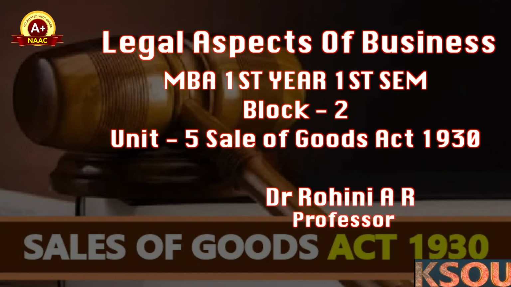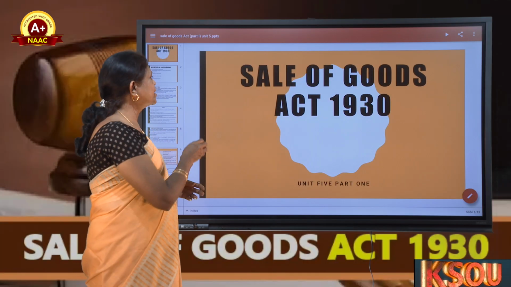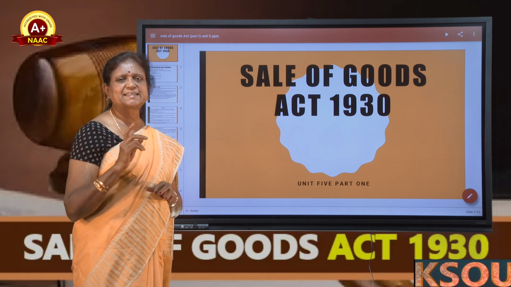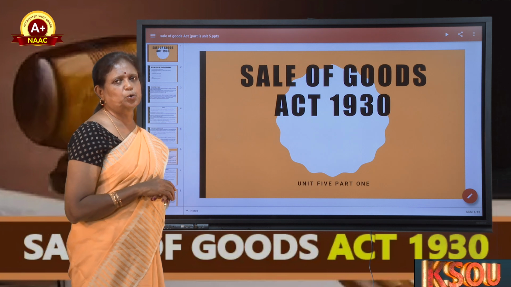Sale of Goods Act of 1930. It is in Block 2, Unit 1. It is also a special type of contract. The word or the act itself says that it is sale. What sale? With respect to goods.